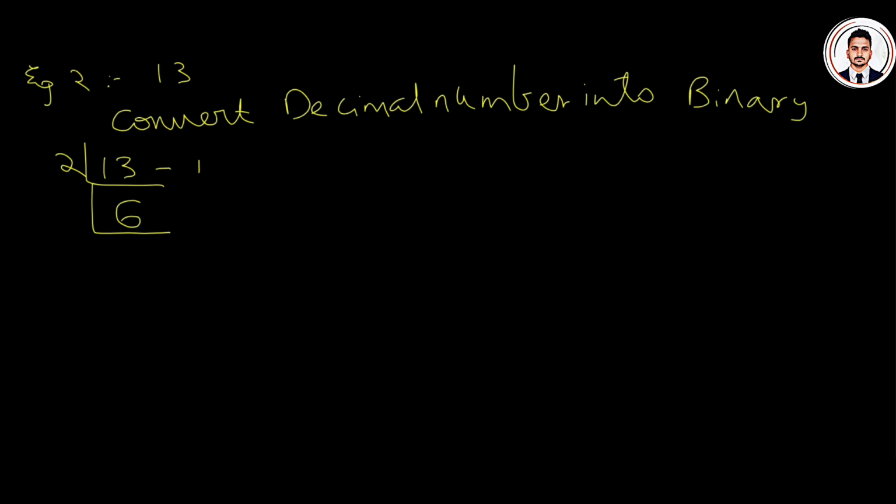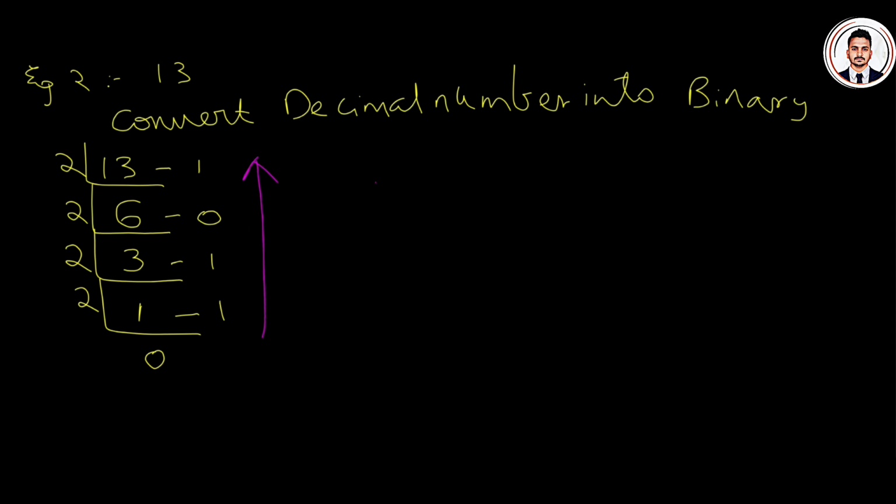And after that again we take the 2 table. How many times? 6. 2 threes are 6. The remainder of this one, 6 minus 6, is 0. And again 2 table, 2 ones are 2. The remainder of this one, 3 minus 2, is 1. In the 2 table 1 will not come, so in such a case we take 0 only. 2 zeros are 0, and the remainder of this one, 1 minus 0, is 1. We need to take the numbers from bottom to top.